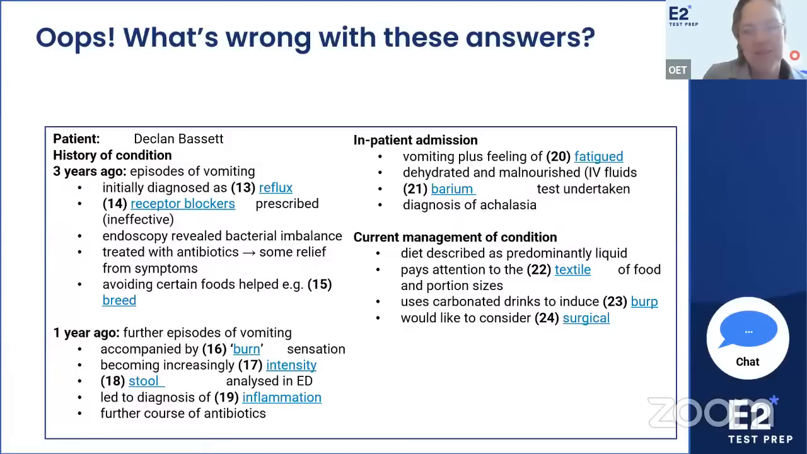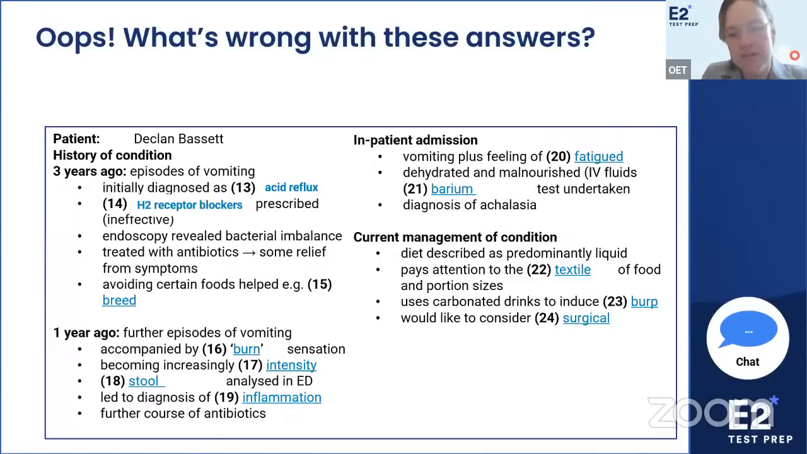Okay, so we've got some good answers coming in here. Thank you very much, Jenalyn. Hopefully we'll have another chance to listen to 23 and 24. Right, so 13, Jenalyn, you've said, should be acid reflux. Yes, good. 14, receptor blockers should be H2 receptor blockers. Okay, so this is missing information here.